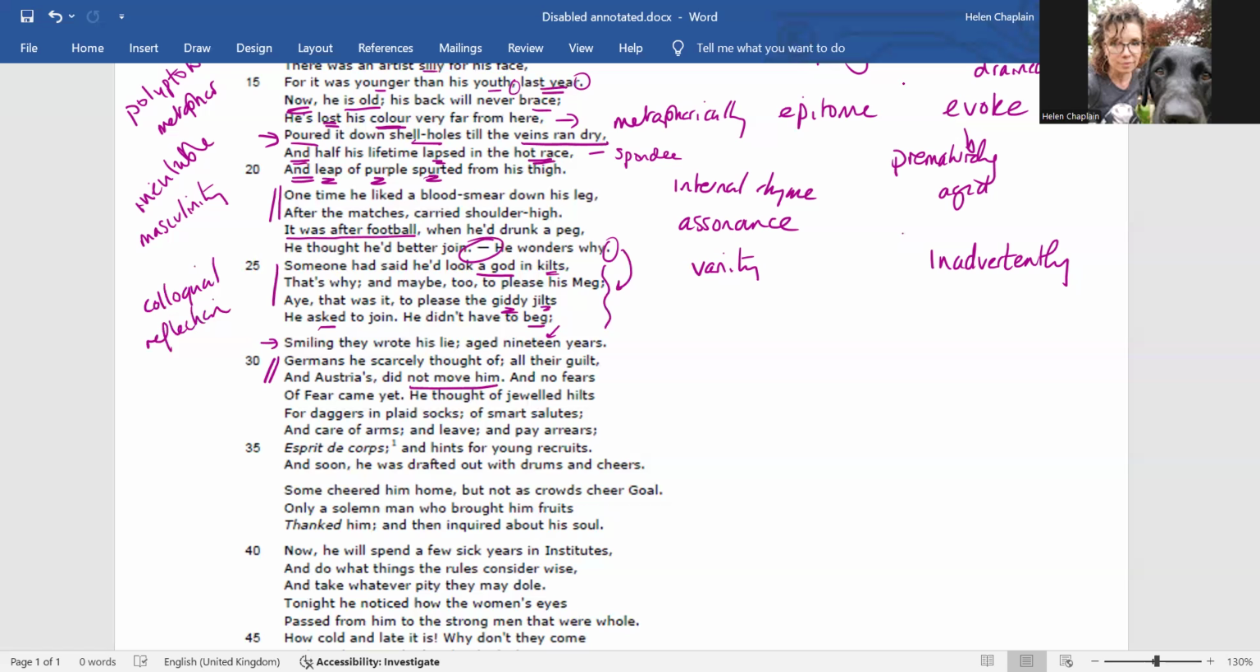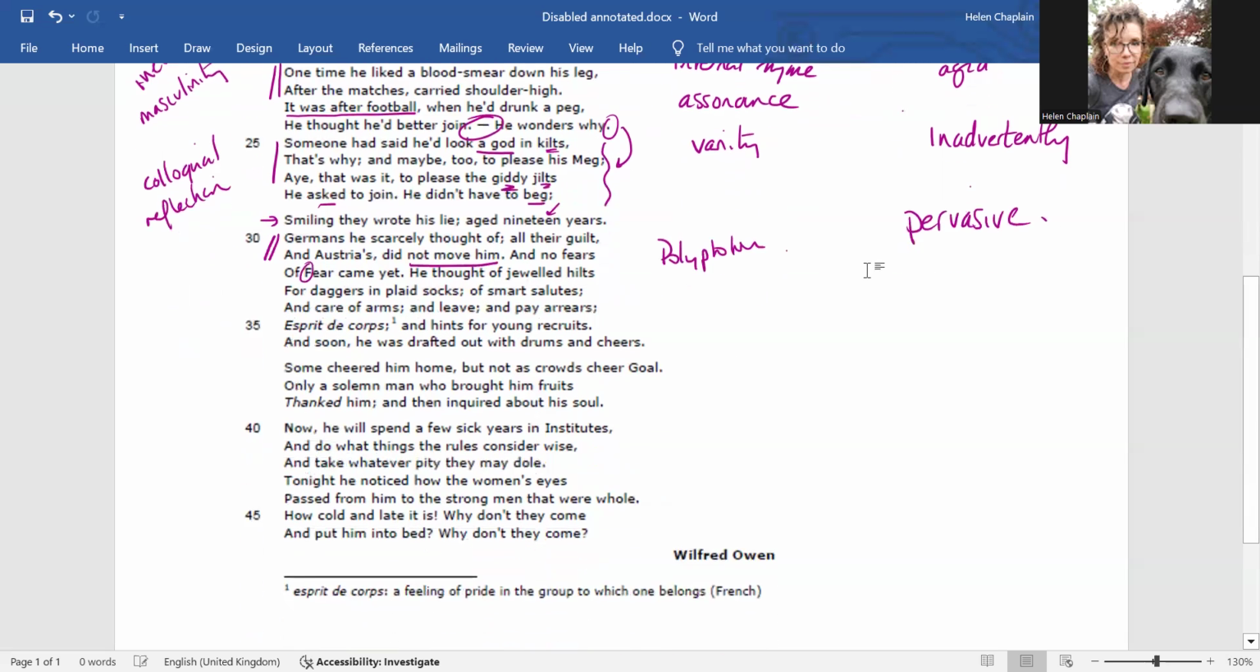And no fears of fear came yet. That capitalization of fear as this huge, big concept, almost personified, the idea that that is the thing that's going to then take over his life. He doesn't fear fear. And that is that polyptoton thing again, maybe saying how fear becomes pervasive. If something becomes pervasive, it's everywhere. Okay, it pervades. So he has no fears of fear came yet. And that keyword yet implies that it is going to happen.